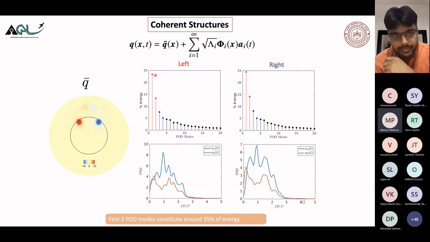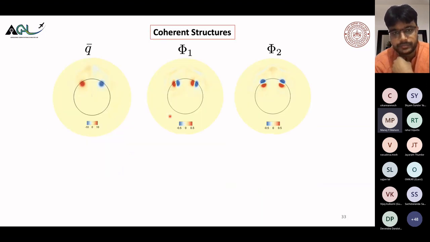So by this time, you might have guessed that this is going to be a low rank system. If the total energy is 100%, the first two modes by themselves give you 35% of the energy. If you take maybe two more modes, maybe 15% more. So the first four modes give you 50% of the energy.